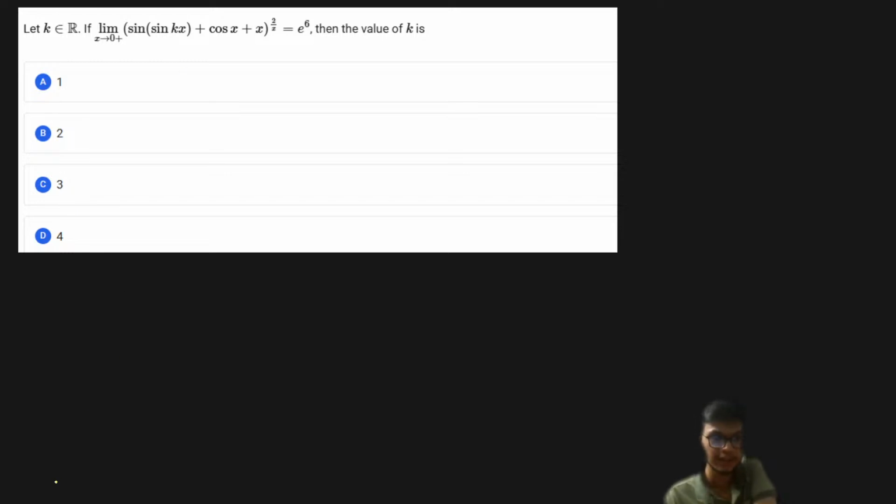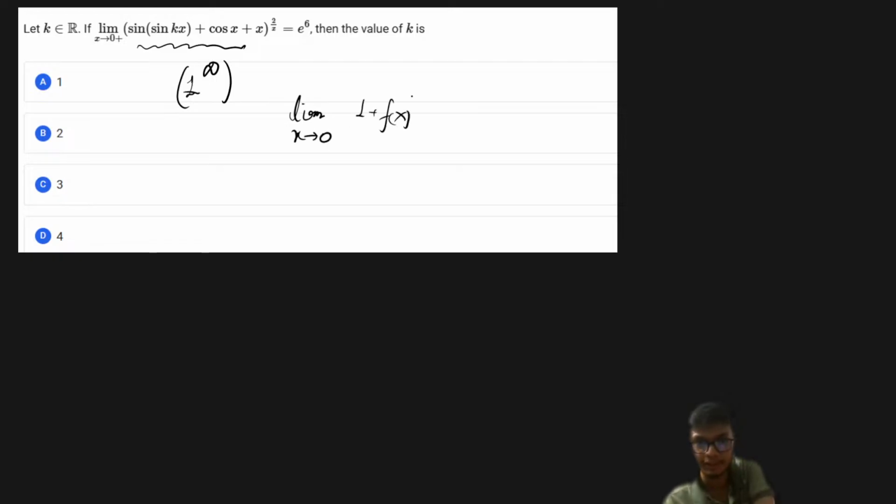Okay, let's see what we have to do in this particular problem. If you look at the format of the problem, this is basically the form of limit of 1 to the power infinity. And whenever we solve questions of 1 to the power infinity, for example, at x tending to 0, f of x is tending towards 0 and g of x is also tending towards 0, this result is very simple: it is e to the power limit x tending towards 0 of f of x into 1 upon g of x. That is the result.